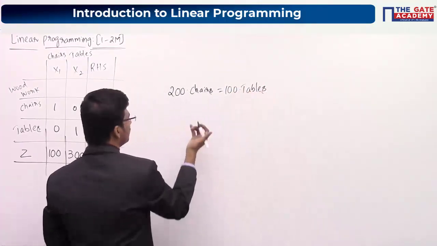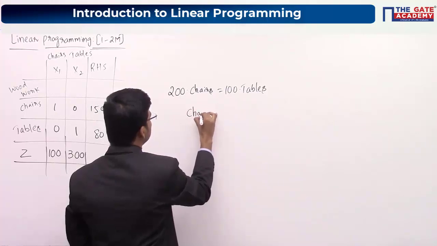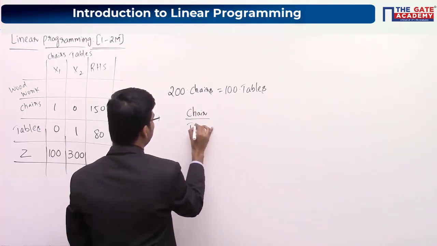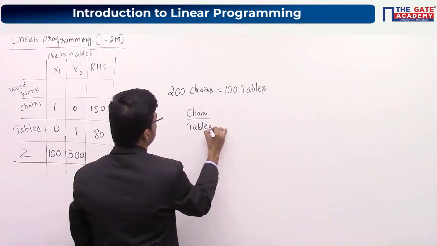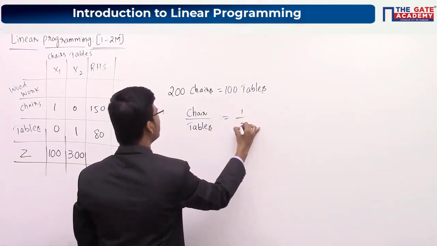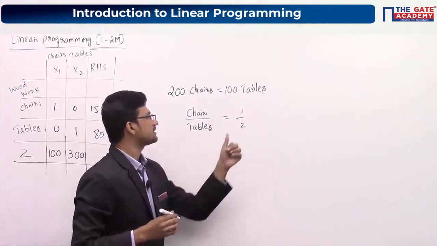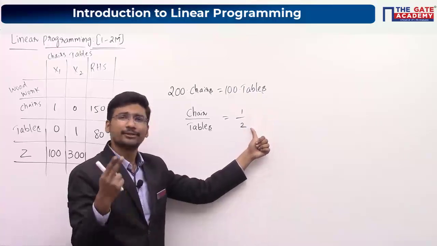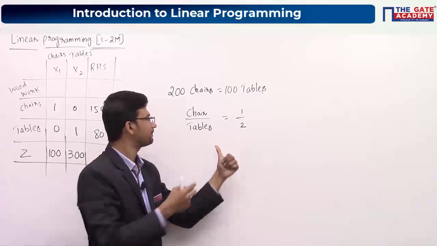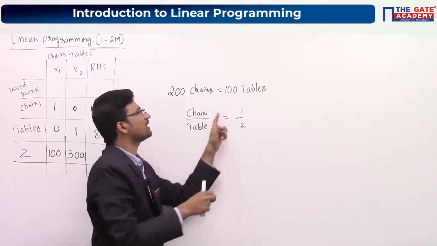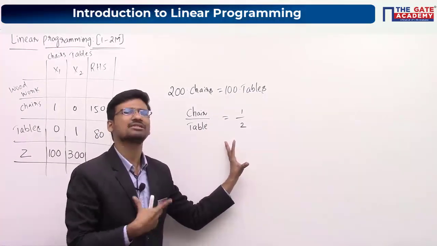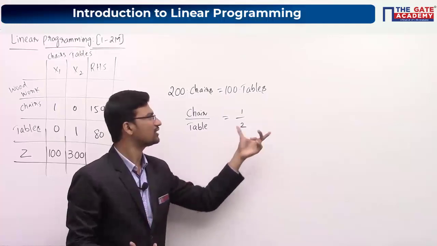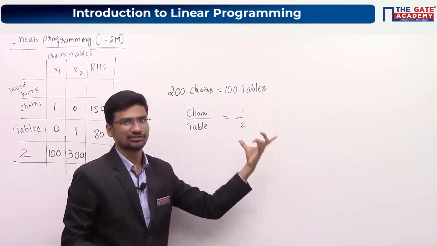Okay, so now what will be the ratio of times? One chair divided by one table, so it will be 1 by 2. The meaning of this is, if I am taking 1 hour to manufacture a chair, I need 2 hours to manufacture a table. So that is the meaning of this particular ratio. I am just assuming it as a time period, so that we can convert this statement into a constraint.